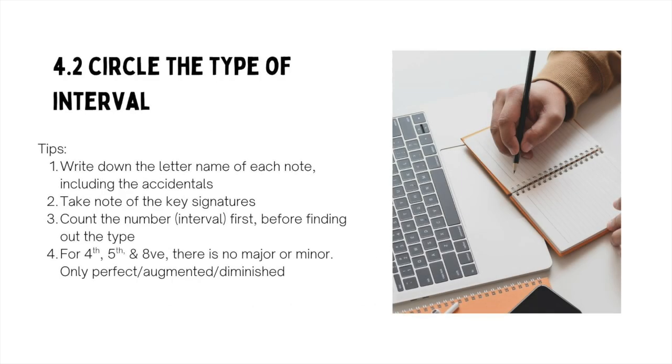The answering tips are similar to 4.1. First, write down the letter name of each note including the accidentals and take note of the key signatures. Count the number interval first before finding out the type. For fourth, fifth, and octave, there is no major or minor, only perfect, augmented, or diminished, so rule out the major or minor possibility.